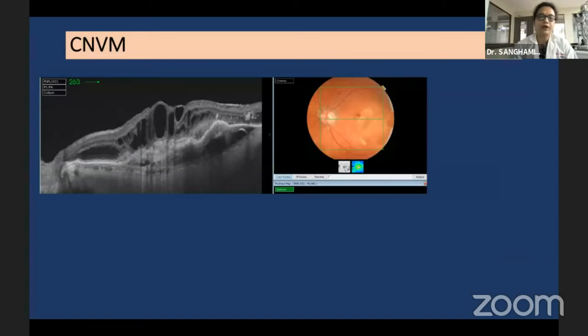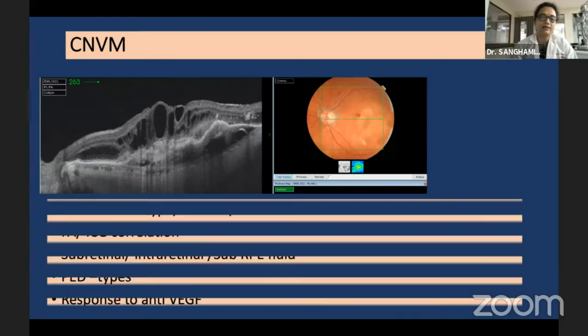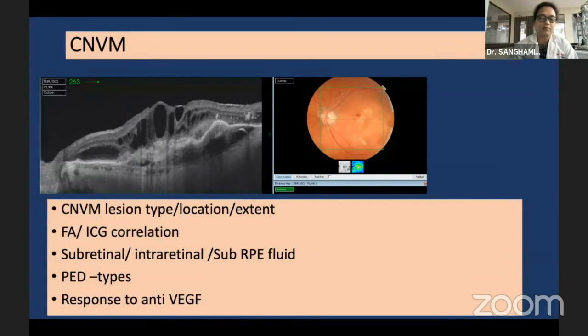In case of choroidal neovascularization, it is a very, very important tool for prognosticating the disease, knowing the lesion type, location, extent, and comparing it with FA and ICG, to know if there is subretinal fluid, intraretinal or sub-RPE fluid. As we all know, intraretinal fluid is the worst and it should be treated at each visit. Subretinal fluid can be tolerated to some extent, and sub-RPE fluid usually waxes and wanes. It tells about the type of PED, whether it's a serous PED or a hemorrhagic PED, and the response to the anti-VEGF treatment.